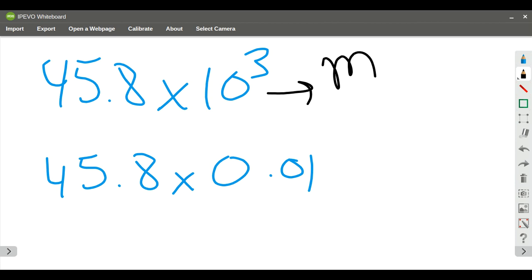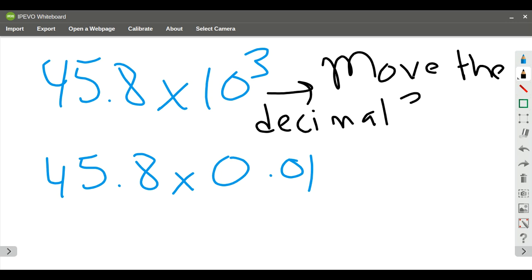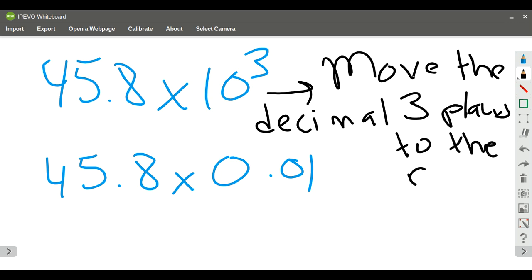Okay, so what I'm going to do mentally on this problem here is move the decimal three places to the right because it's a power of 10. And whenever I have a power of 10, the decimal moves to the right. The number of zeros that I have, if I have 100, I would move it two places. Here, if I had actually written out the 1,000 value, I would still move it three places.